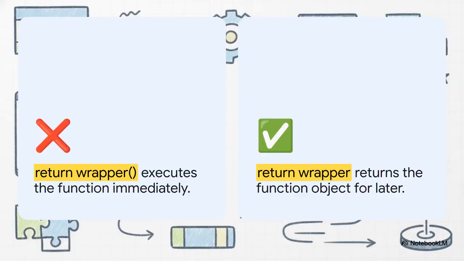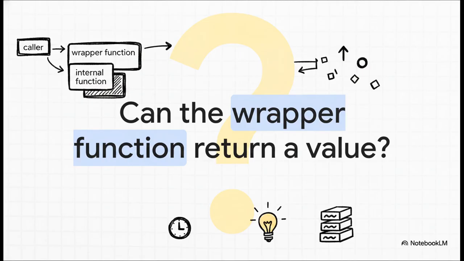The crucial thing to remember here is execution time. Doing return wrapper with parentheses is wrong because it executes the wrapper immediately during definition. The correct approach is return wrapper without parentheses. This returns the function object itself, so Python can store it and call it later only when the endpoint is actually triggered. Great answer. Next follow-up question.